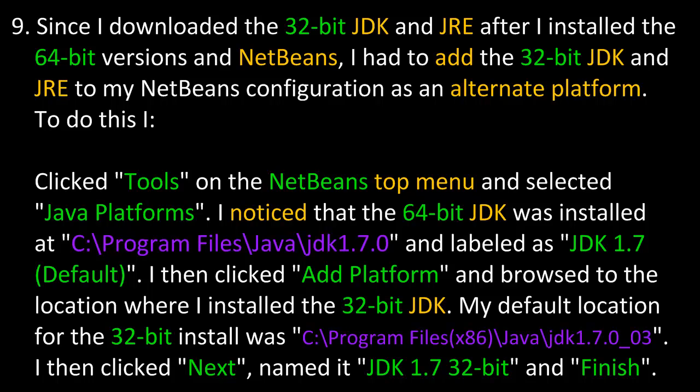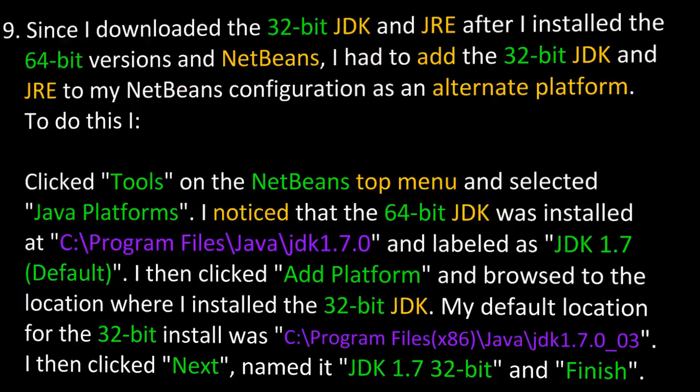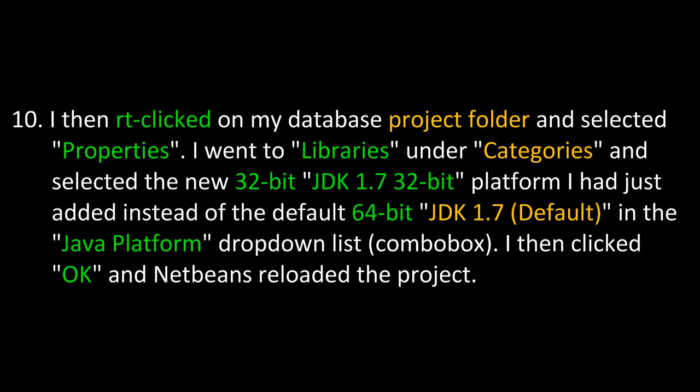My default location for the 32-bit install was C:\Program Files (x86)\Java\jdk1.7.0_03. I then clicked Next and named it JDK 1.7 32-bit and Finish, so I could tell the difference between the 32-bit and the default 64-bit. Now step 10 is carried out on a project-by-project basis, so it's not global. In other words, I'll do it if I want to compile a project with a 32-bit JDK and JRE, and I won't do it if I want to compile a project with the default 64-bit JDK and JRE. For all of these JDBC examples, I had to use 32-bit.